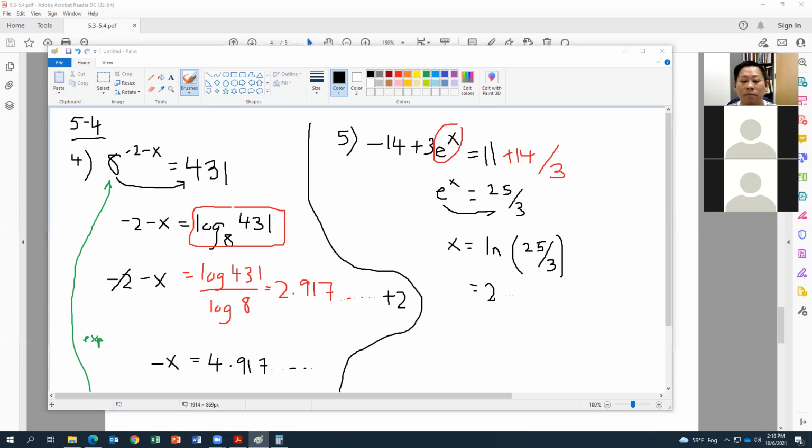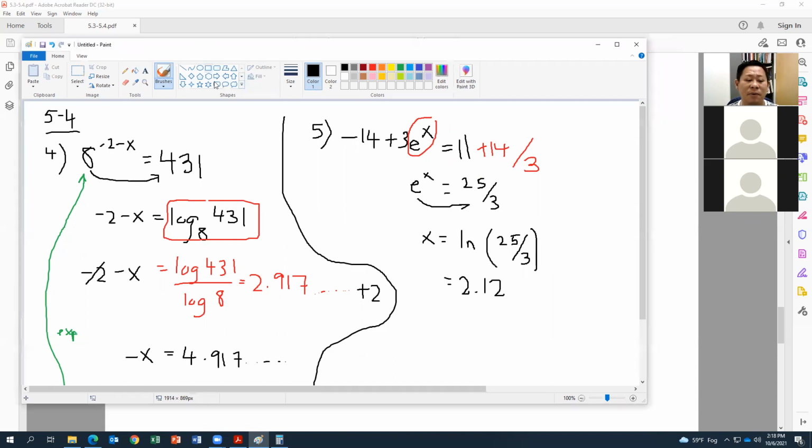2.1. So this is around 2.12 in 2 decimal places. Henry, can you tell me what's the third decimal? 2.1 something? Because I think the question wants you in 3 decimal places, right?